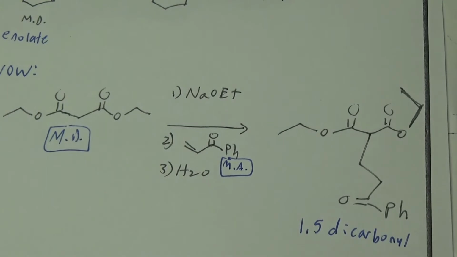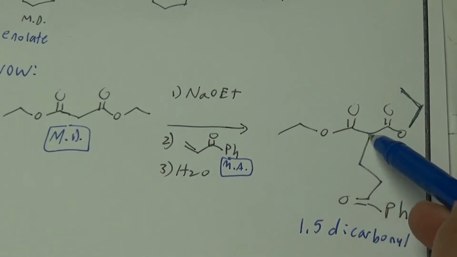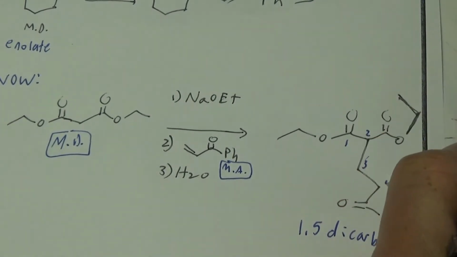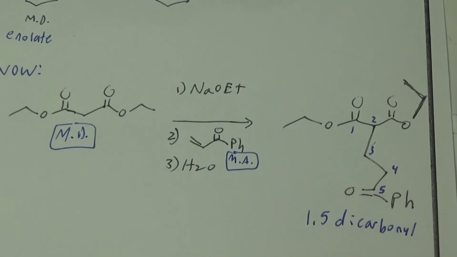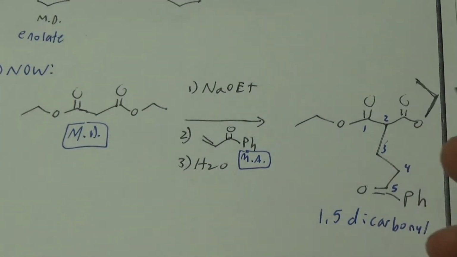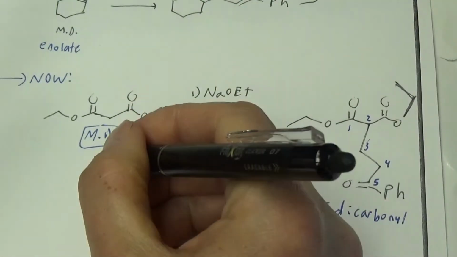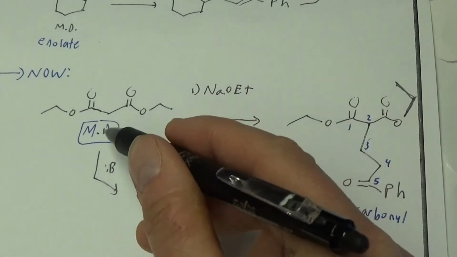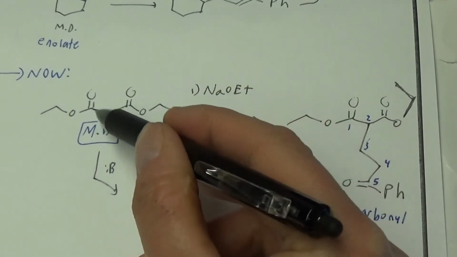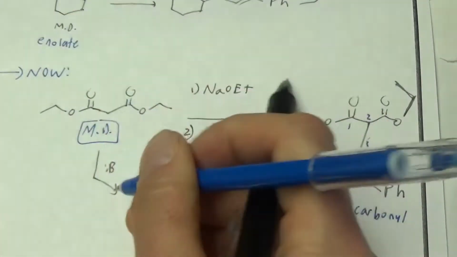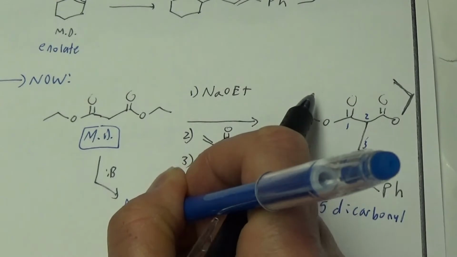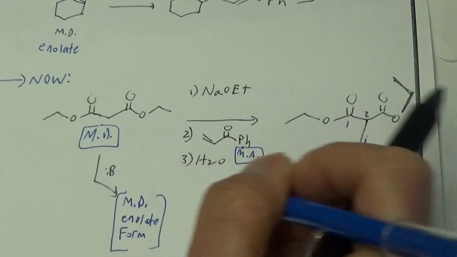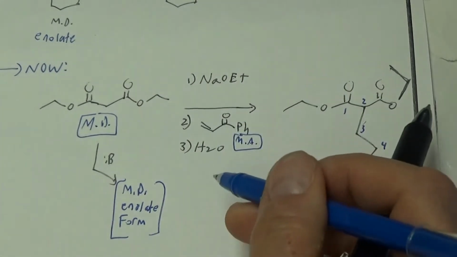Okay. Is it a 1,5-dicarbonyl? 1, 2, 3, 4, 5. Yes, it is. 1, 2, 3, 4, 5. Okay, so yeah, and the mechanism is not too exciting, so I'll let you do it. Base takes proton. That makes the enolate, the ester enolate, so it's just an enolate, like we did above. This is the Michael donor enolate form. That attacks the same way.